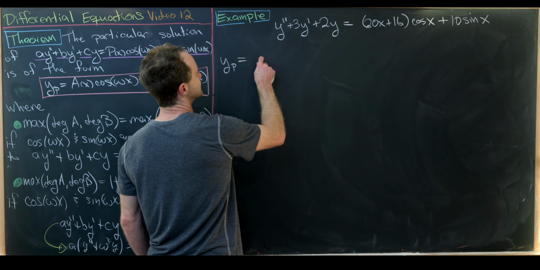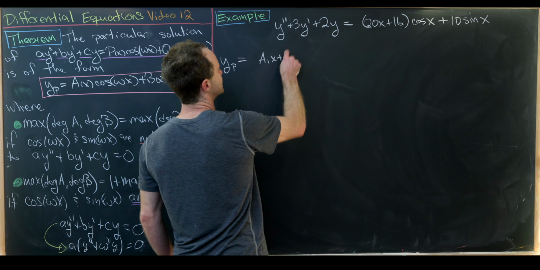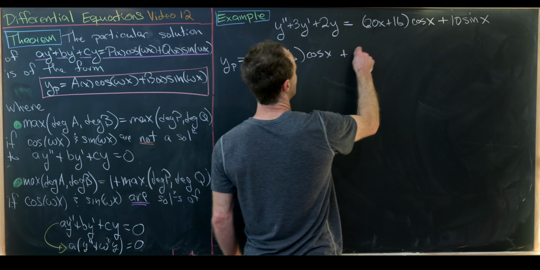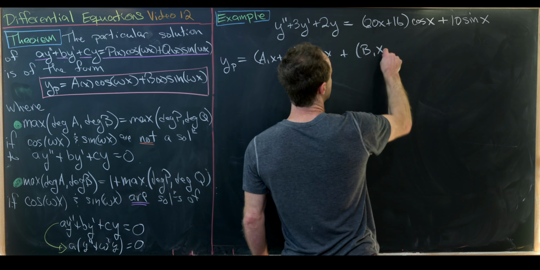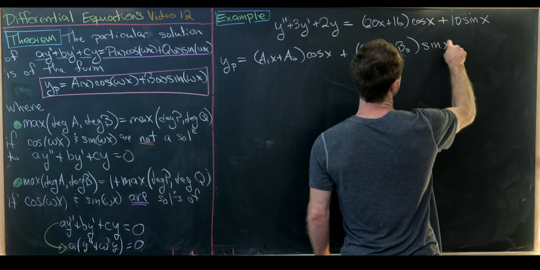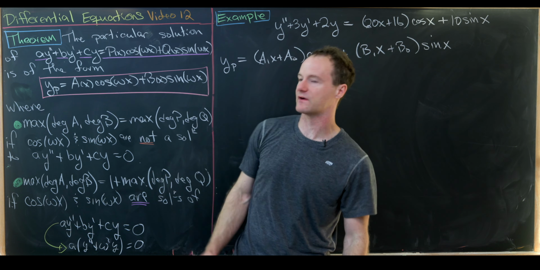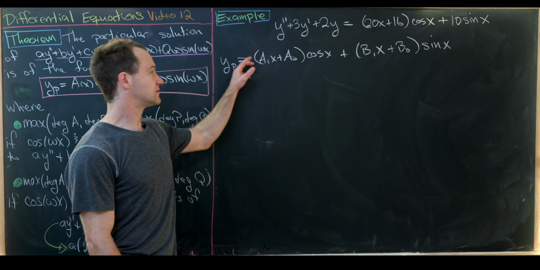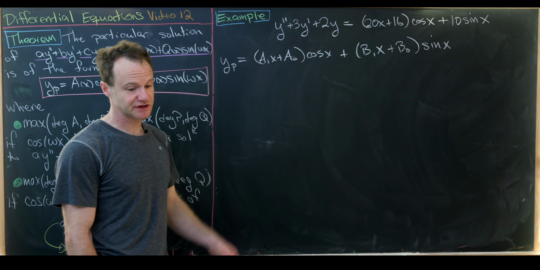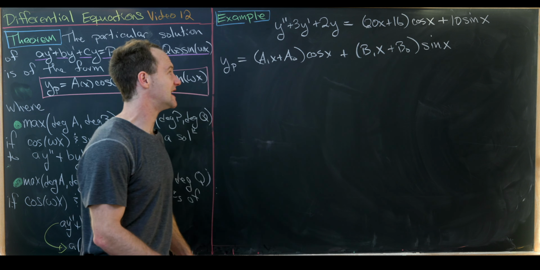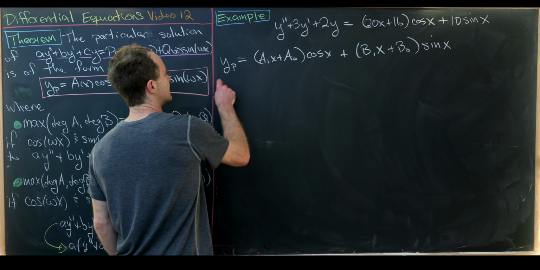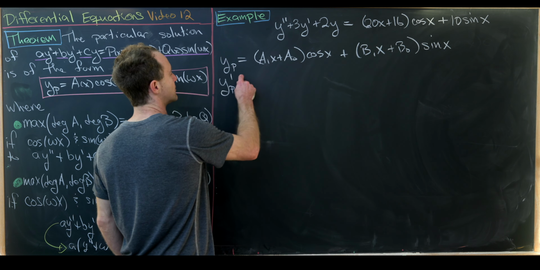So let's write those as maybe a1 times x plus a0 times cosine of x plus b1 times x plus b0 times sine of x. So that fits the mold of our format over here. So now we'll take a derivative and a second derivative, we'll plug that into our initial differential equation, and that'll help us fix a1, a0 and b1, b0. Okay. So anyway, let's take yp prime.